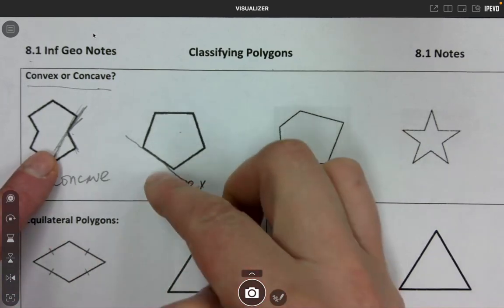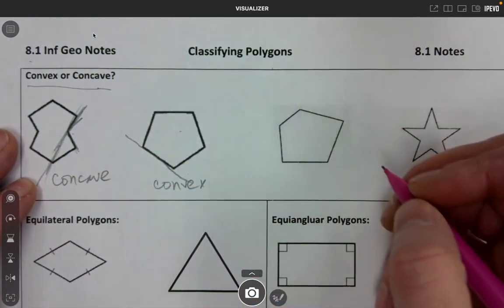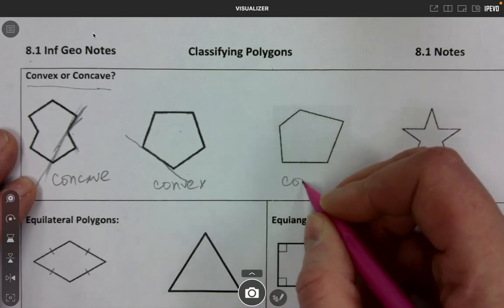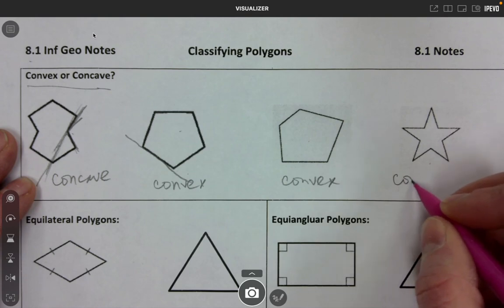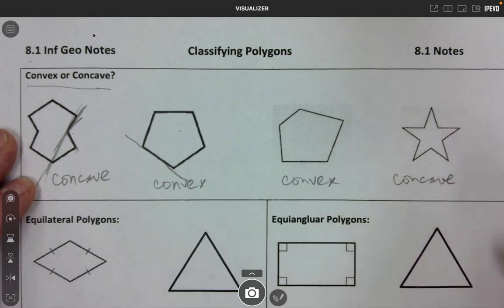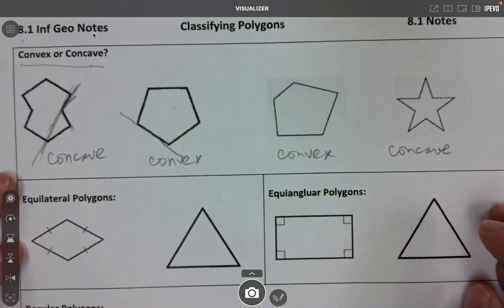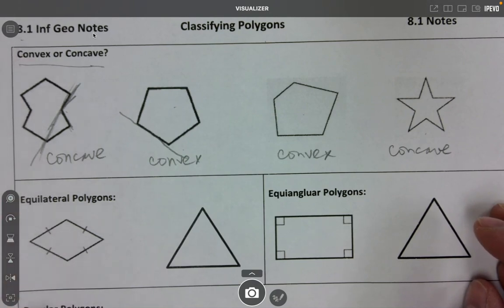You kind of need to see both of them to see the difference. Again, same thing on this one. It's convex. And a star is definitely concave. So just because it's a shape we recognize doesn't mean it's not concave. So this we did before in an earlier chapter. I think you're going to understand that.